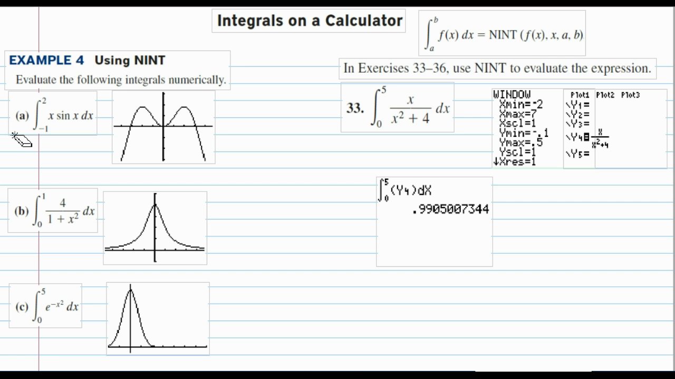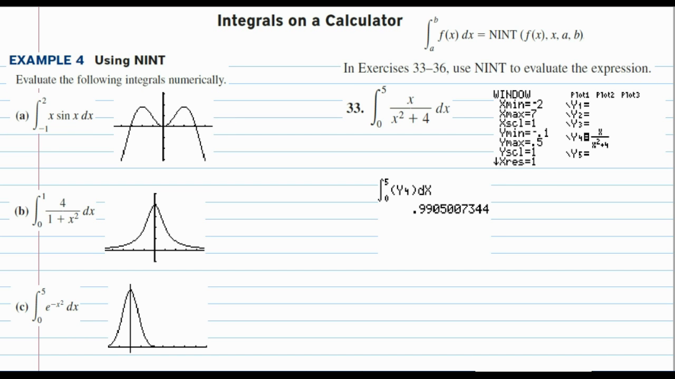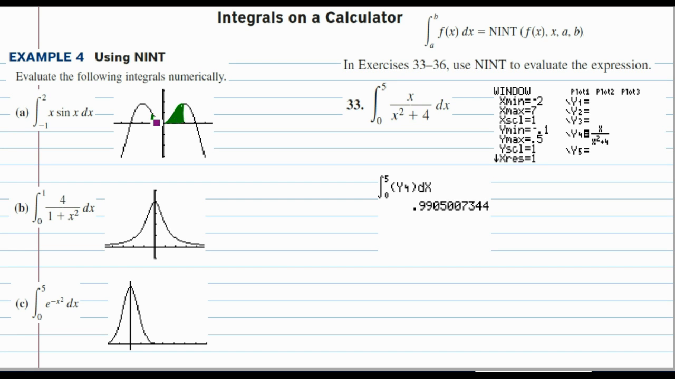Alright, so A asks for the antiderivative or integral from -1 to 2 of x sine of x dx. Now, I don't know what shape that is. I only know that it's asking for -1 to 2. So I'm looking for that area right there from -1 on the x-axis to 2. So this is all a positive area, and I'm going to use my calculator.